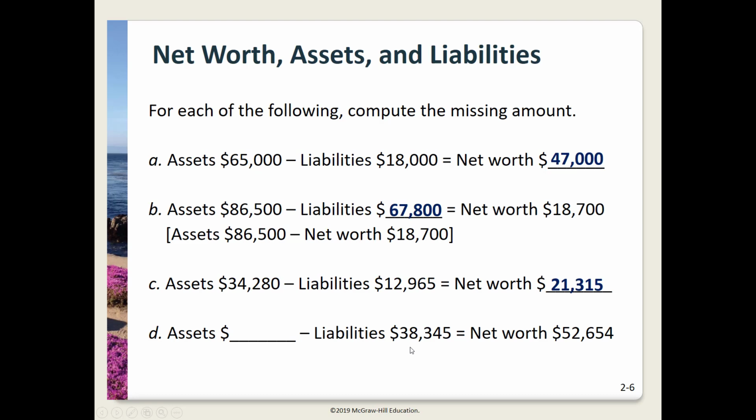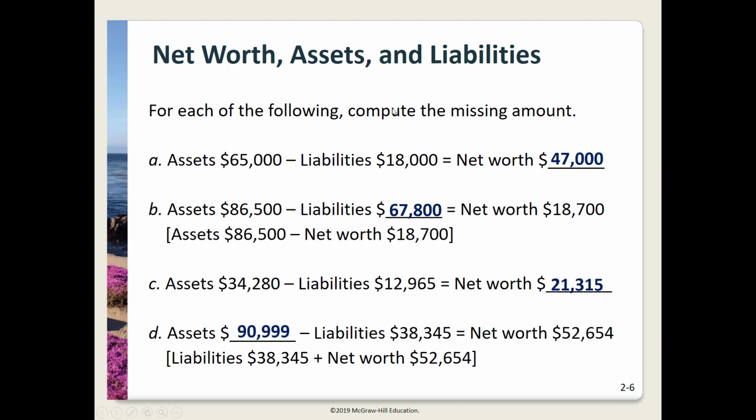Subtract our liabilities of $38,345, and that's going to equal the net worth of $52,654. So again, we have to rearrange our numbers here a bit in order to get the missing variable. So we'll actually move our liabilities over to the net worth side, and to do that, we'll add it. And so liabilities of $38,345 plus our net worth of $52,654 gives us our assets at $90,999. And again, if you want to double check, I would recommend taking your assets minus the liabilities, and it should match the net worth of $52,654 given here.